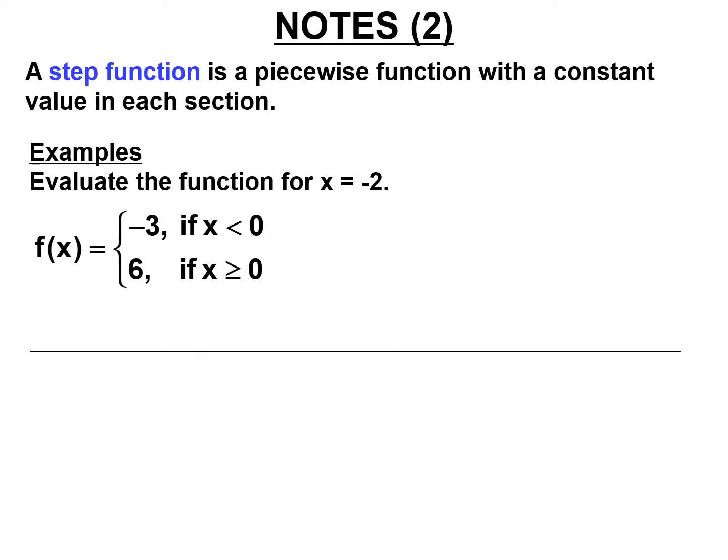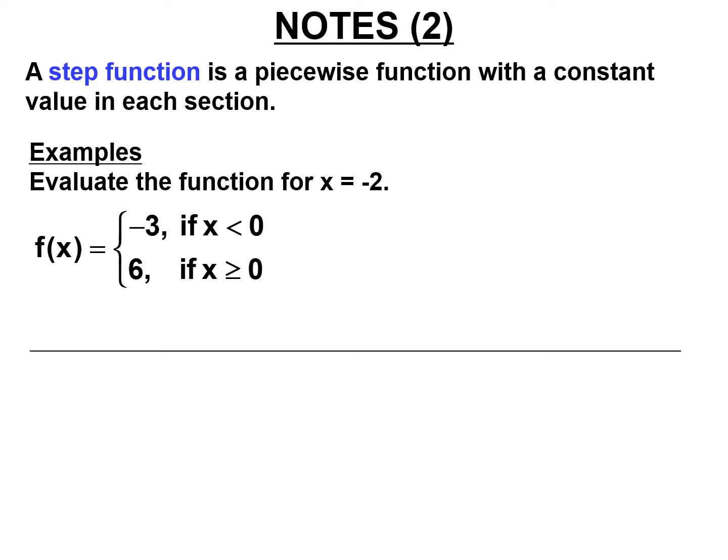So we can have more than 2 pieces to a graph. So a step function is a piecewise function with a constant value in each section. In other words, horizontal little steps. It looks like a series of steps going up or down. So let's evaluate this step function.